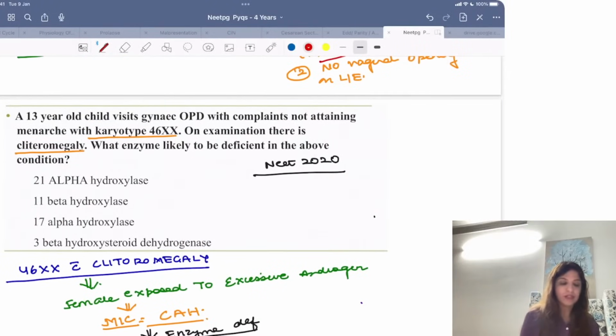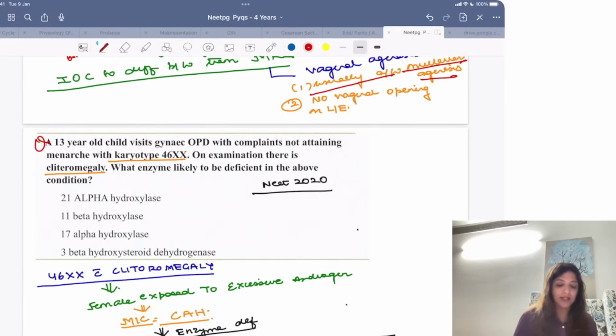Now, next question. A 13-year-old child visits gynae OPD with complaints that she has not attained menarche and her karyotype is 46XX.